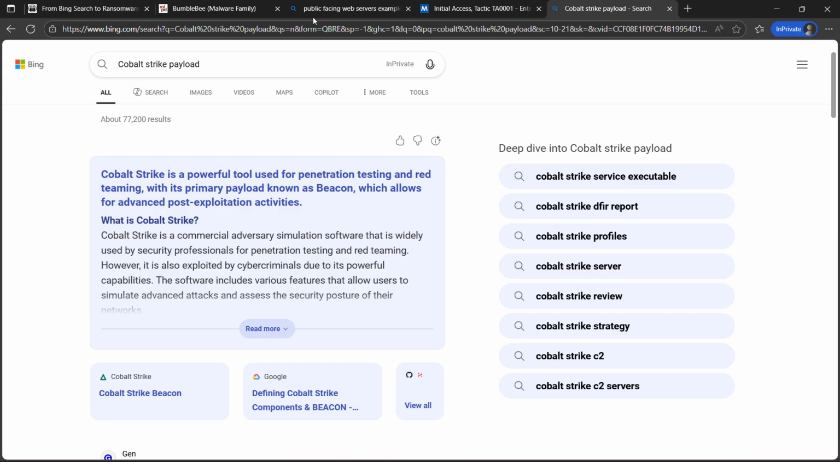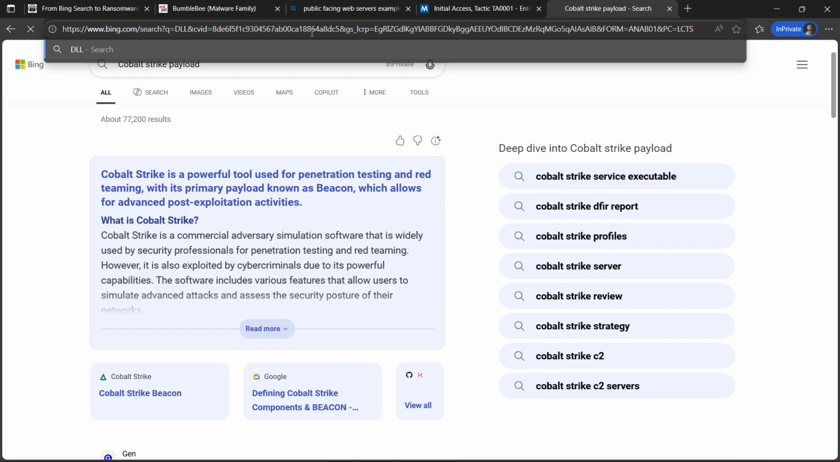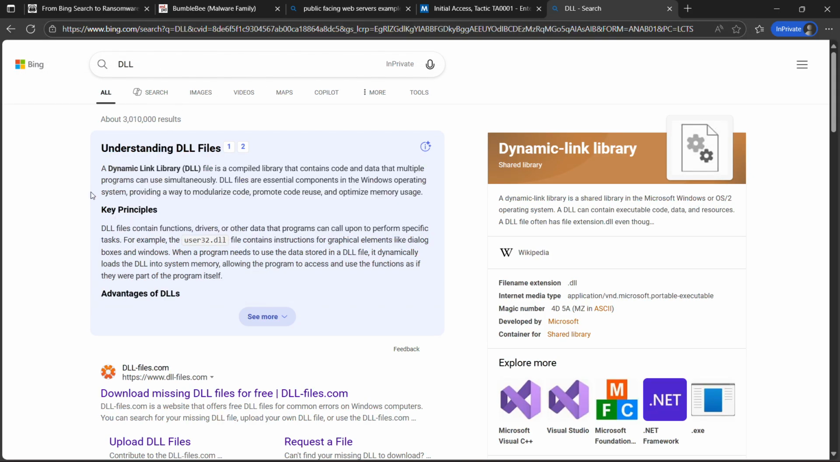DLL though, what is that? DLL, what is that? Dynamic Link Library. Dynamic Link Library is a compiled library that contains code and data that multiple programs can use simultaneously. DLL files are essential components in the Windows operating system.